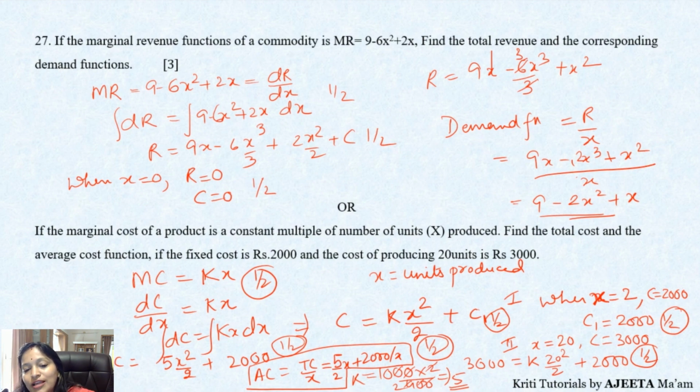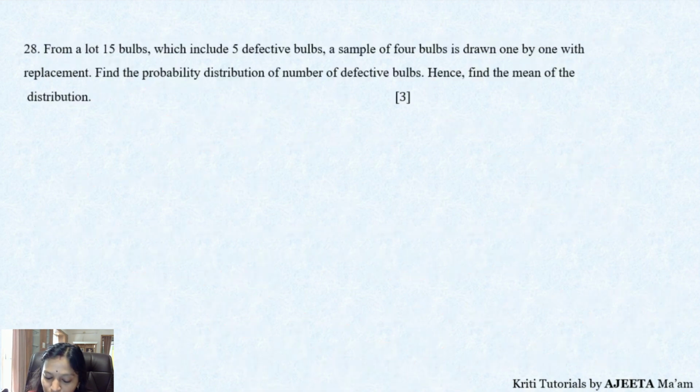Now let's move on to the next question, the 28th question, right? From a lot of 15 bulbs, which include 5 defective bulbs, a sample of 4 bulbs is drawn one by one with replacement. Find the probability distribution of the number of defective bulbs, hence find the mean of the distribution. Now this is a question from probability, binomial distribution. Here this is a lot of 15 bulbs. So how many total bulbs do we have? 15, out of which 5 are defective. So now a sample of 4 bulbs is drawn one by one.